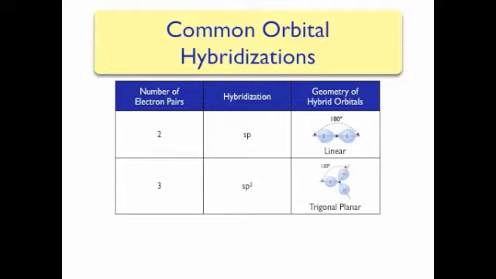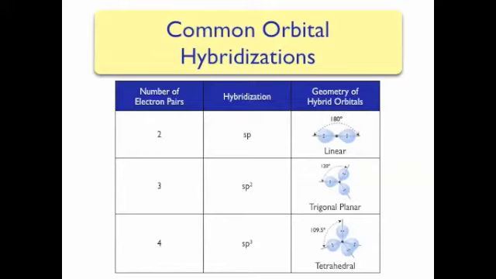If you have 3 electron pairs around an atomic center, the atomic center will have sp2 hybridized orbitals. These hybrid orbitals will adopt a trigonal planar geometry with angles of 120 degrees between the lobes. Again, these angles keep the lobes as far apart as possible.